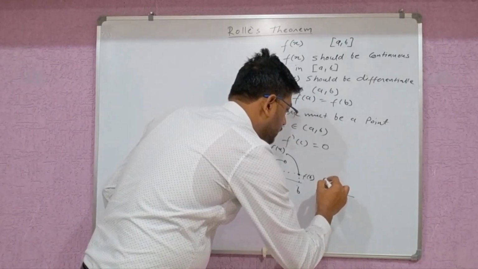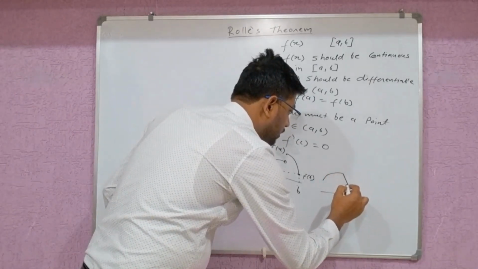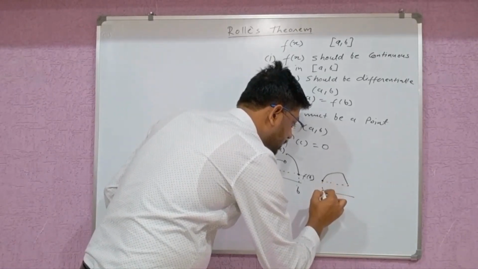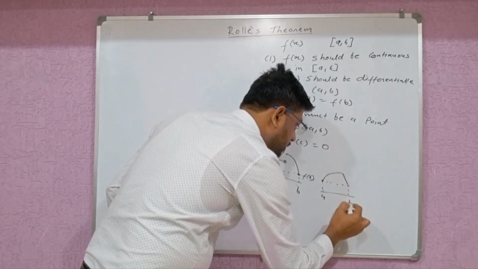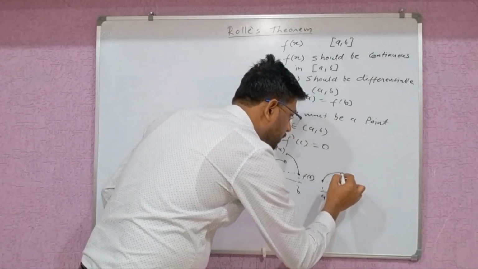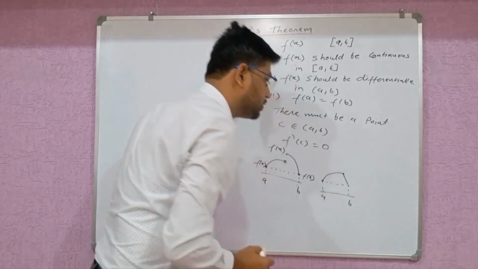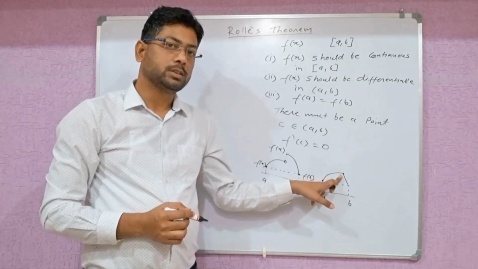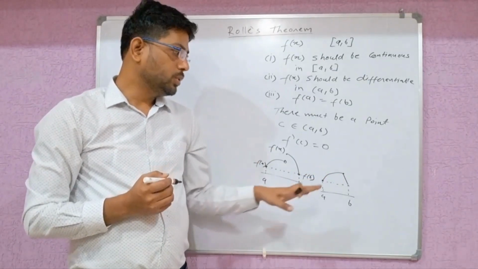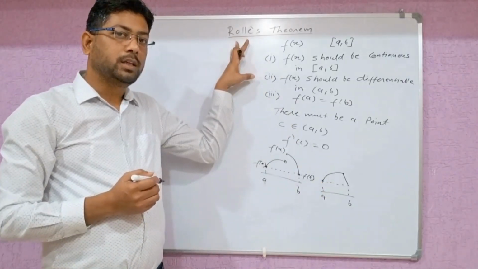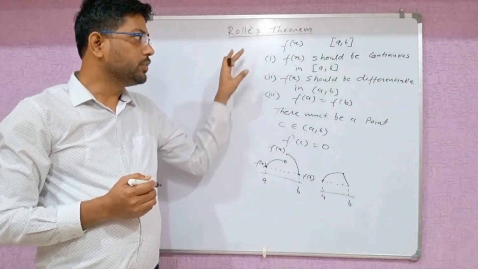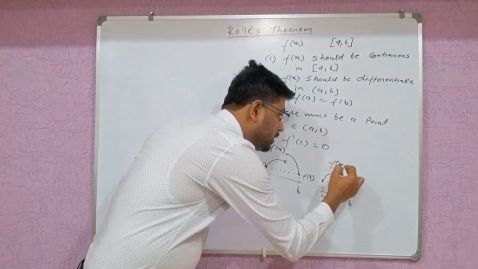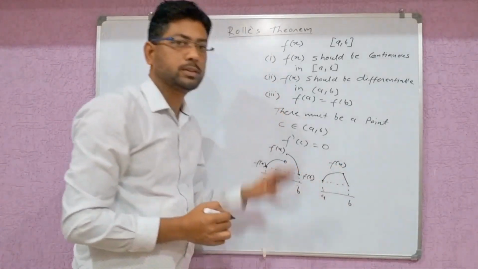Now if we are given a function like this, this is a, this is b, so obviously this will be f(a) and f(b), and there is a sharp corner here like this. This point is a sharp corner in this graph. Now let's check whether these three conditions are satisfied here or not. The first condition is f(x) should be continuous. This function f(x) we can see is continuous here. So the first condition is satisfied.